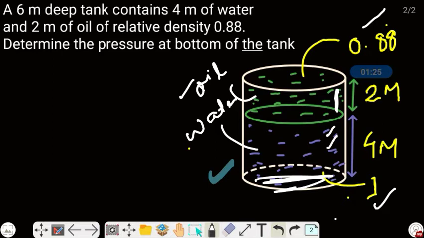But the height will be changed. We just need to convert this layer of oil into water. So what will be the basis of conversion? The basis of conversion will be that the pressure at this layer, at the interface, will be the same. On that basis we will replace this amount of oil with a certain amount of water, so that the pressure at this interface will remain the same.